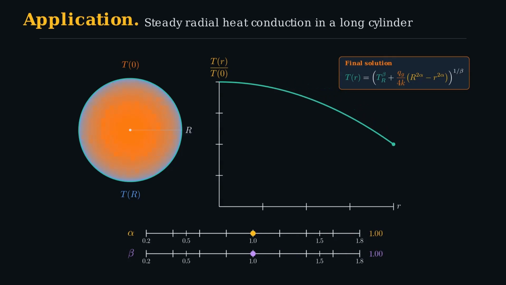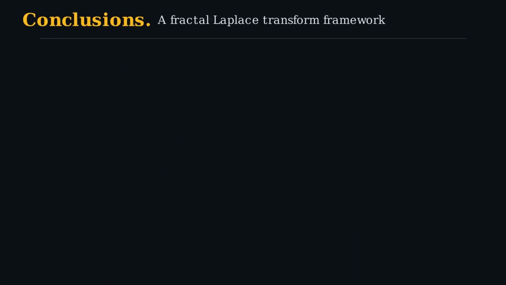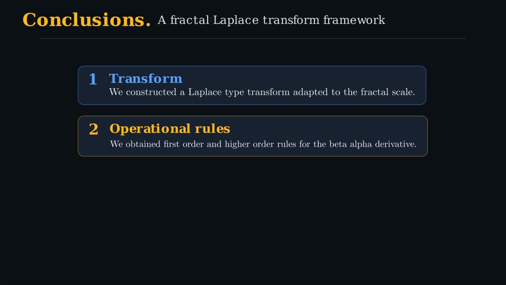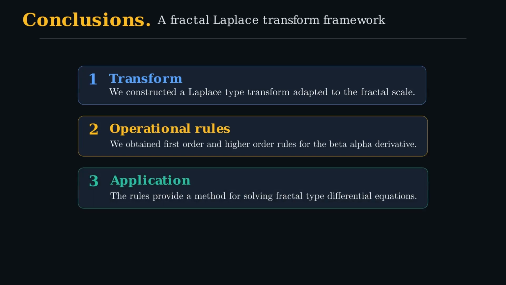Let me finish with three main conclusions. First, we constructed a Laplace type transform adapted to the fractal scale. Second, we obtained first order and higher order operational rules for the beta alpha derivative. Third, these rules provide a method for solving fractal type differential equations, as shown in the radial heat conduction example. Overall, the construction preserves the spirit of the classical Laplace transform but extends it to a setting where the derivative and the integration are written on a fractal scale.